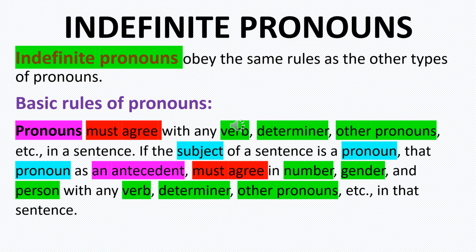Indefinite pronouns obey the same rules as the other types of pronouns. One of the basic rules is, pronouns must be in agreement with any verb, determiner, other pronouns, etc., in a sentence. If the subject of a sentence is a pronoun, that pronoun as an antecedent must agree in number, gender, and person with any verb, determiner, other pronouns, etc., in that sentence.